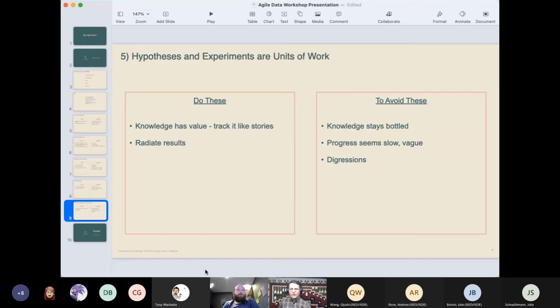Lastly, this is the last one, but perhaps one of the more profound ones. Your unit of work, especially for the data scientist early on, is knowledge and an experiment that tests a hypothesis and produces a result. So track that knowledge just like you would any other story or task in your Agile process, right?